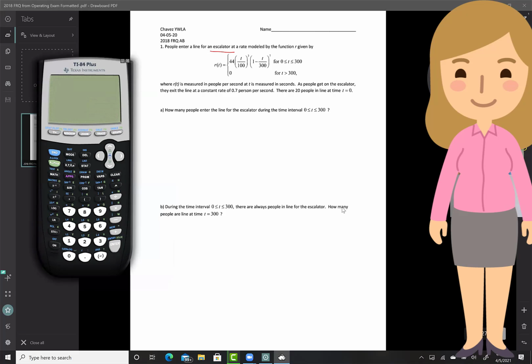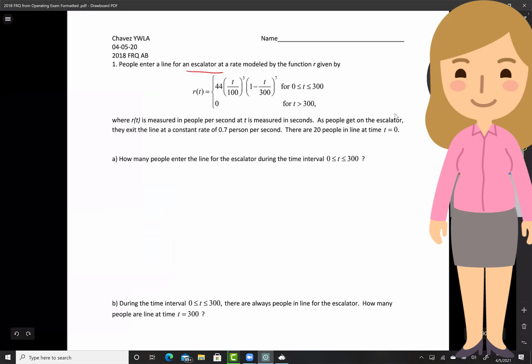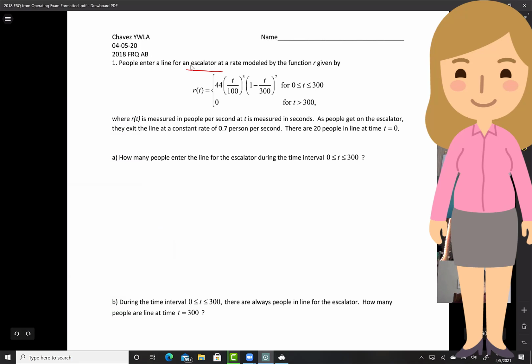So let's see what they want. And let me move this down. All right, so I have people enter a line for an escalator. Does everyone know what an escalator is? Okay. At a rate modeled by the function r given by, and they give you this function. And there's a typo that I see, guys, right there. It says where R of T is measured in people per second, and then where it says at, that should say and. So let me fix it right now.